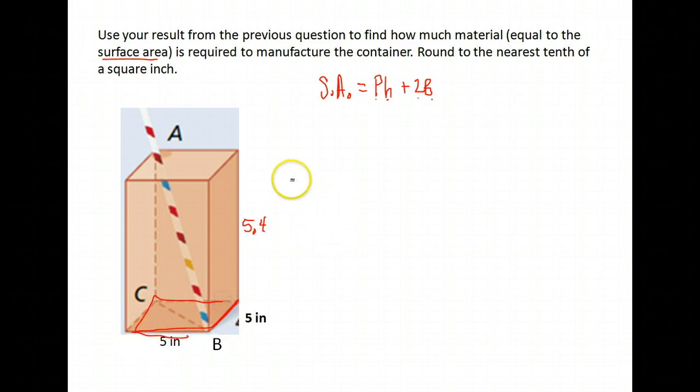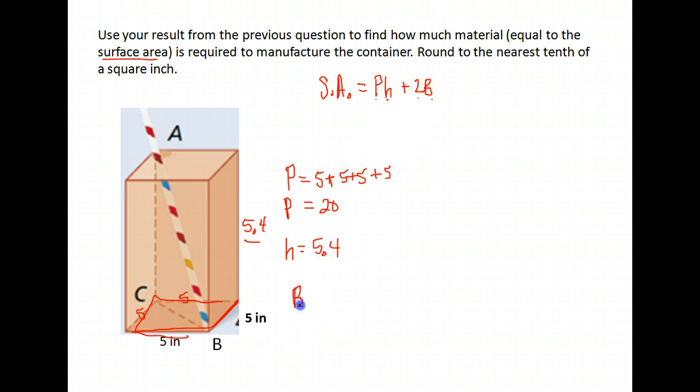Okay, so let's find each of our things we need. We need the perimeter of the base, which again is the distance around the base. Each of the sides is 5, and there's 4 of them. So you can either go 4 times 5 or just add them all together, 5 plus 5 plus 5 plus 5, and you get 20. So our perimeter of our base is 20. What's the height? Well, we did our work and we found the height was 5.4.